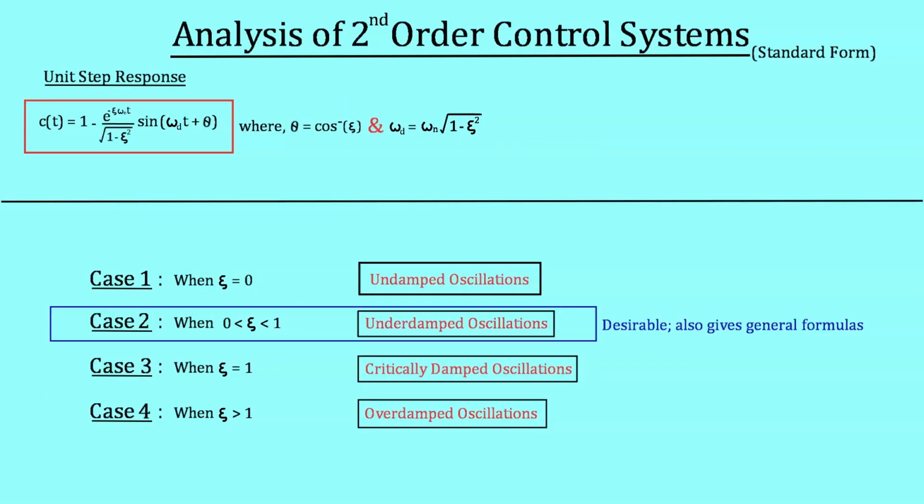As you already know, we are having 4 cases, but here we will first consider the case of underdamped system, because there are 2 major reasons why we are considering this case first. The first is this case is actually desirable case for our applications, and also since the value of zeta is very specific in case 1 and 3, they will not give general formulas. But in this case, since the value of zeta is a range, that's why the formula which will come in this case are general in nature.